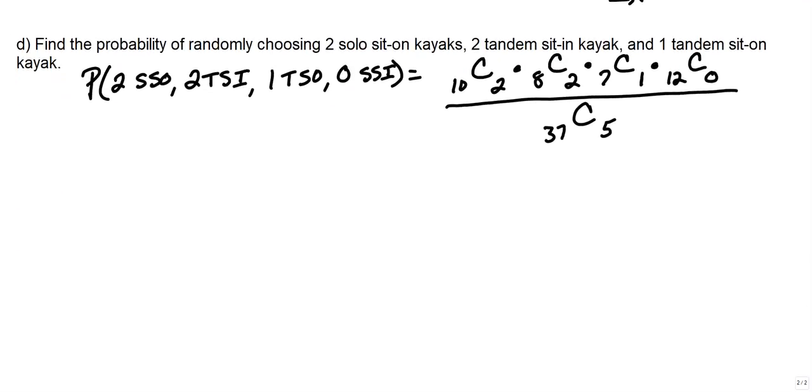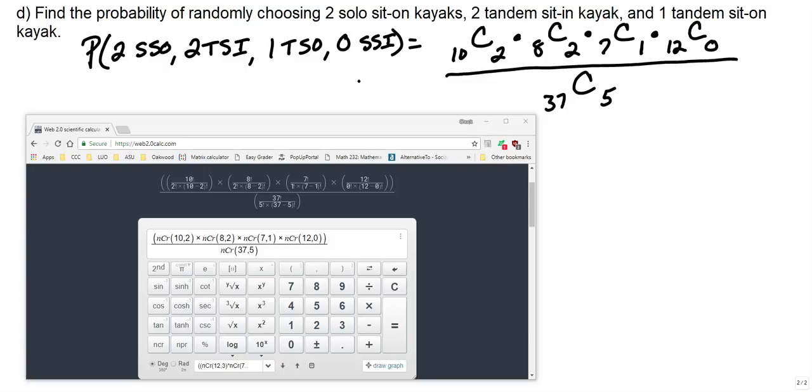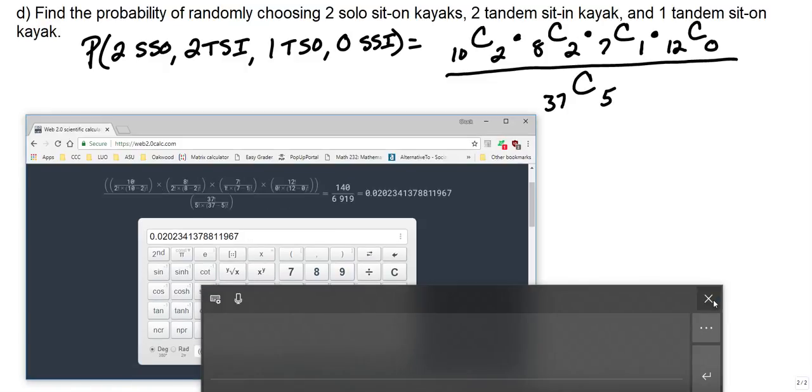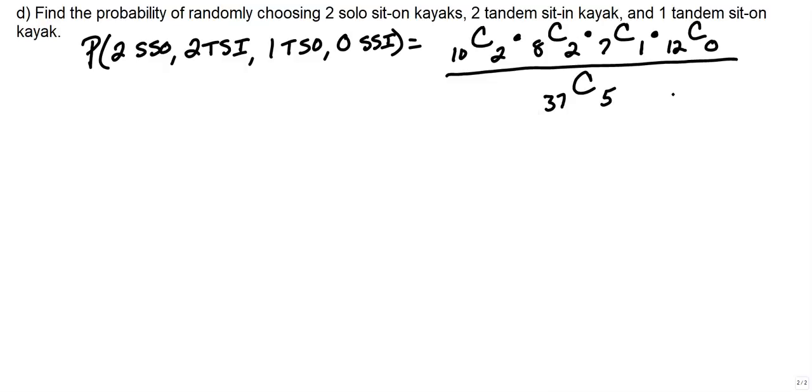Once again, you want to go ahead and key this into your calculator, and you will end up with the following. So I've gone ahead and entered this entire expression into the calculator, and we'll go ahead and left click equals, and we end up with 0.0202. And that's the probability for choosing 2 solo sit-on kayaks, 2 tandem sit-in kayaks, and 1 tandem sit-on kayak.